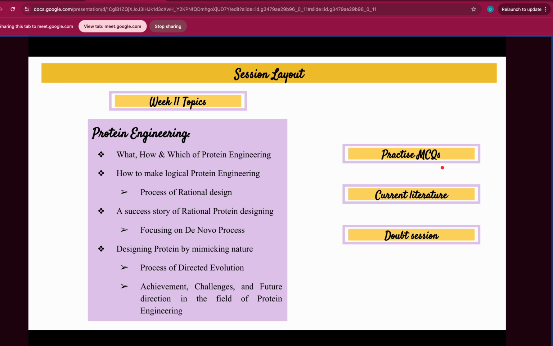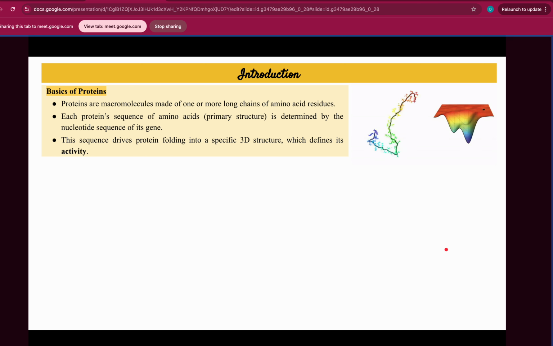Then we will practice a few MCQs and we'll also look into the literature, and then I'll take your doubts. So let's start with the session.